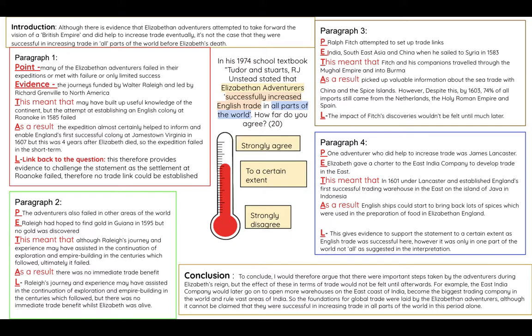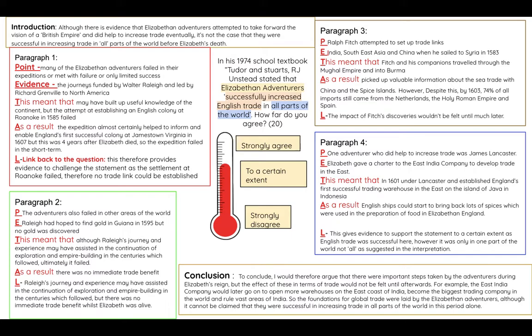My link back to the question: Raleigh's journey and experience may have assisted in the continuation of empire building and exploration in the centuries that followed, but there was no immediate trade benefit whilst Elizabeth was alive.